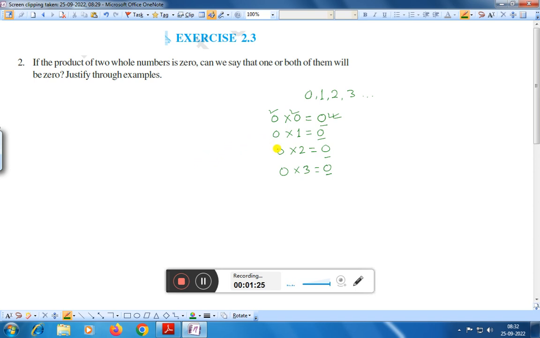There are two numbers, 0 and 1. If one of them is 0, then the answer is also 0. 0 into 2, that is one number is 0, therefore the answer is 0. Here 0 into 3, one number is 0, therefore the answer is 0. That means we can say that either both the numbers should be 0 or one of them should be 0, so that we are getting the answer 0.